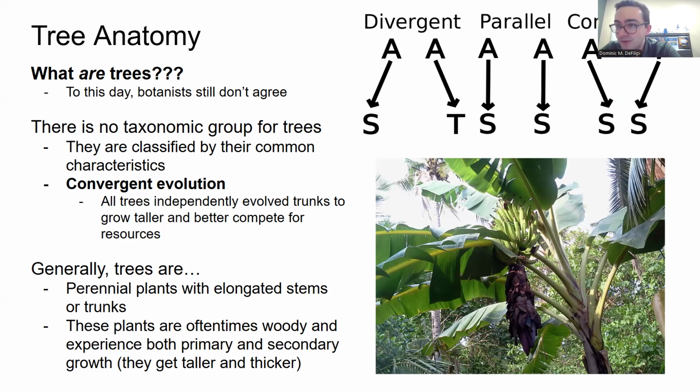So there are three types of evolution. We have divergent evolution, which is probably one of the most common ones, right?